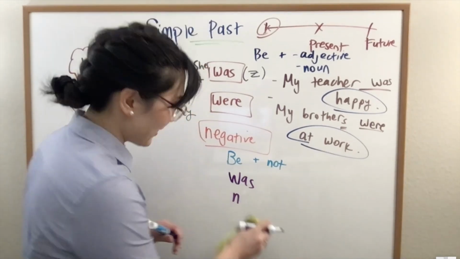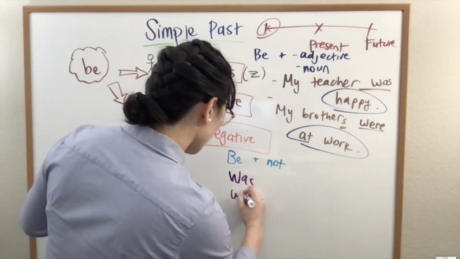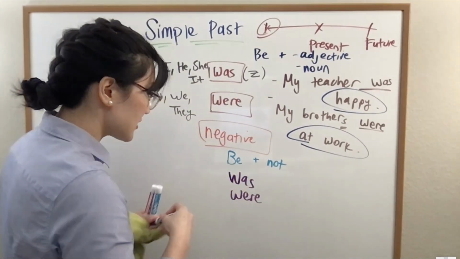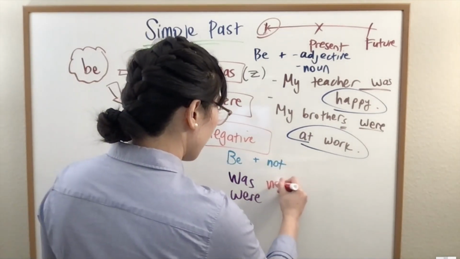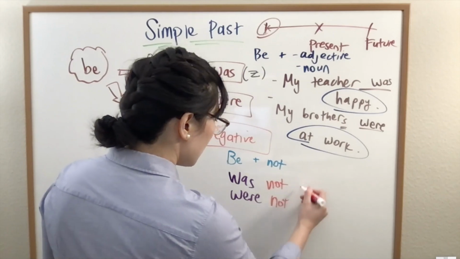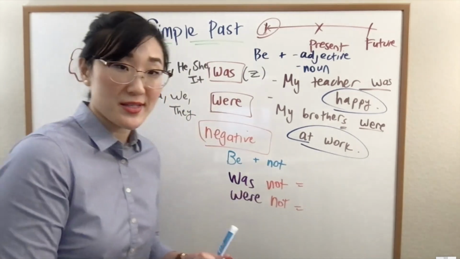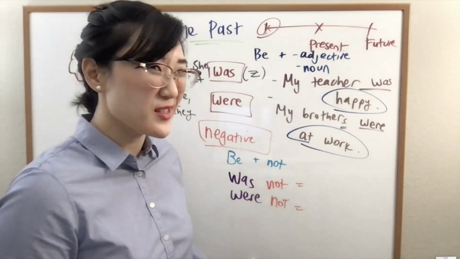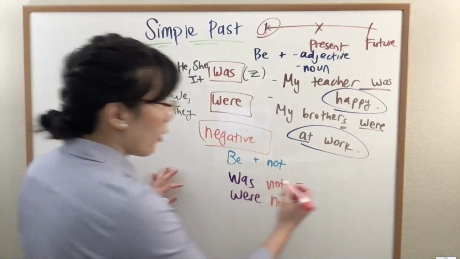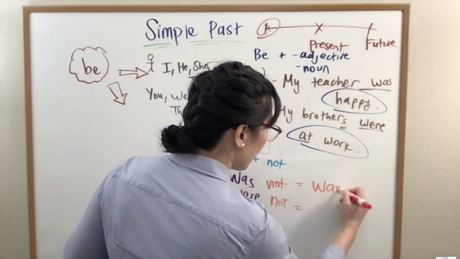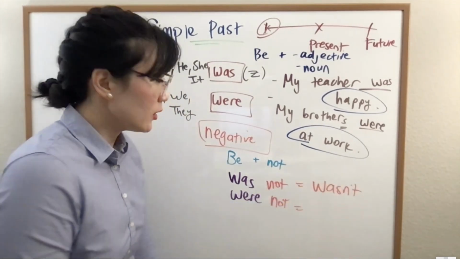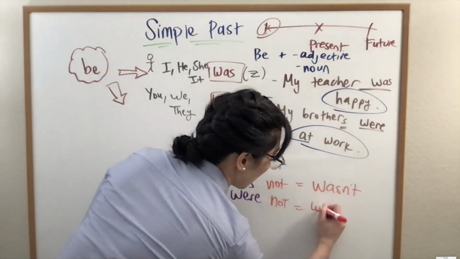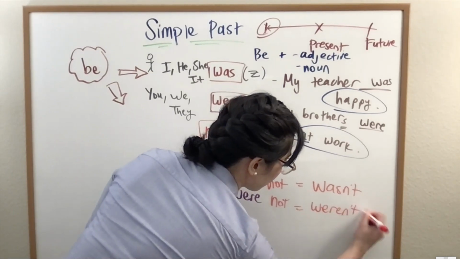I can't write today. Was or were not. Now, we remember that Americans talk very quickly. So in this case, I could say was not. Oh, that movie was not funny. Or I could say wasn't. Wasn't. Were not, I could say weren't.